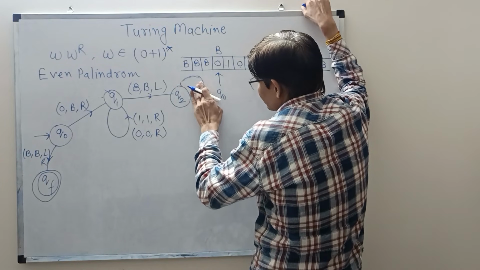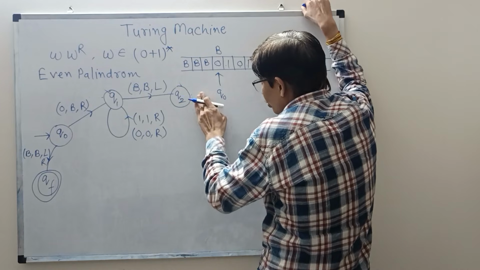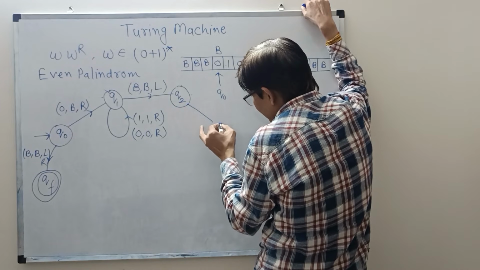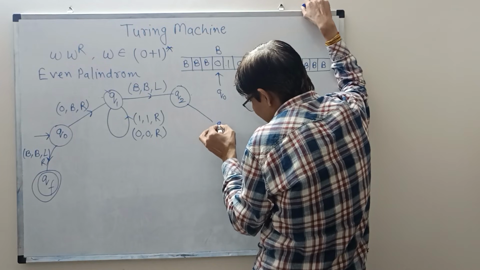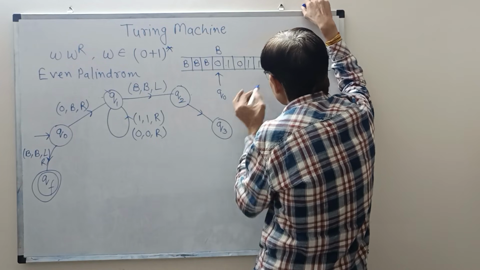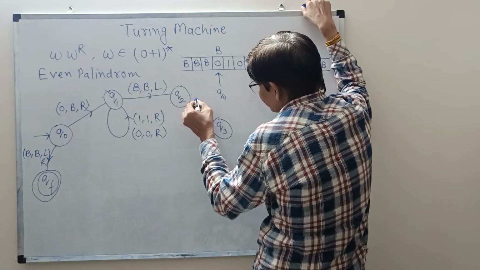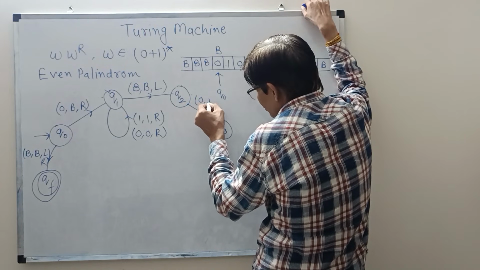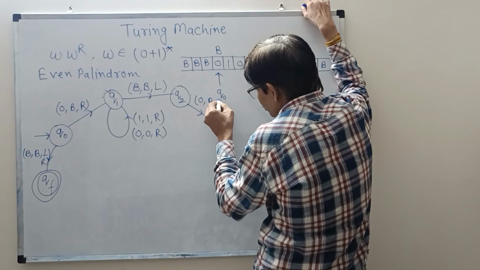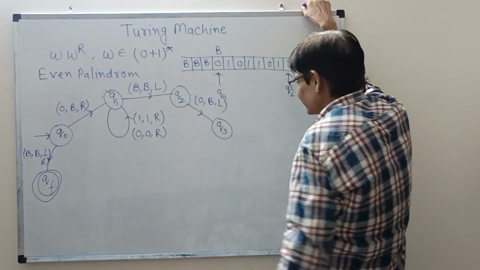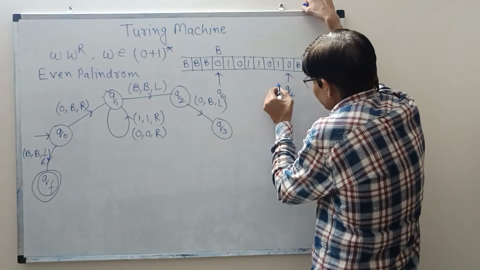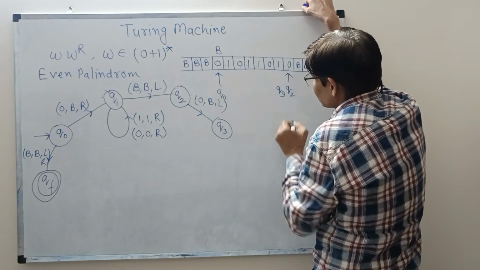Sorry, very sorry. So on Q2, when you are getting a 0, you will move to another state, Q3, and you will convert the 0 into blank. So on Q2, if you are getting 0, then you will convert it into blank and you will move towards the left direction. Now, you are on Q3 and you are getting all these symbols.